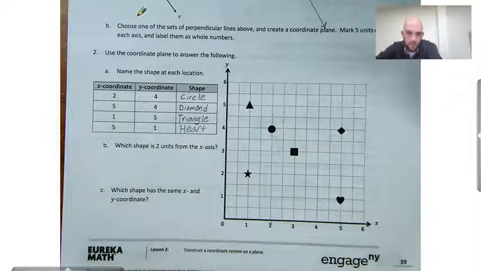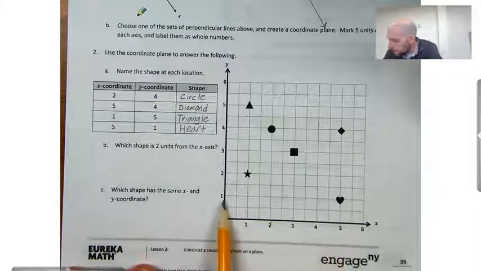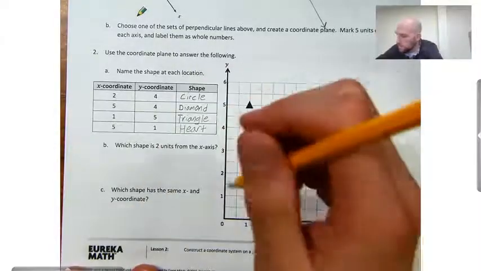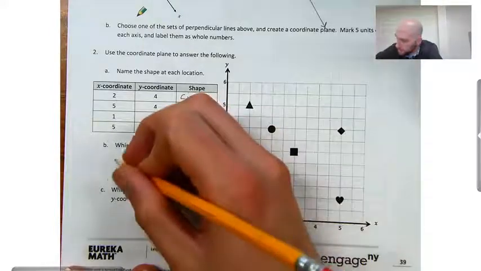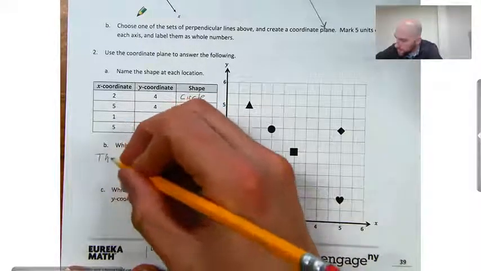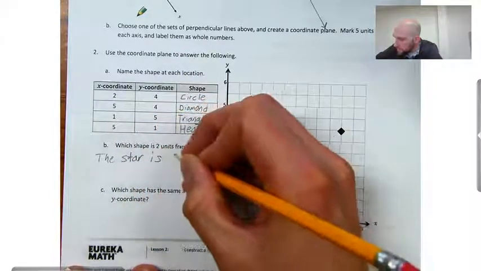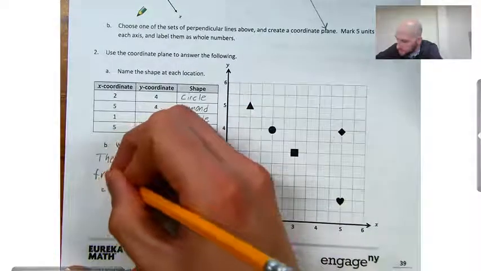So B and C just asked us some questions about this coordinate plane. B says, which shape is 2 units from the x-axis? So look at our x-axis here, and we look 1, 2 units up, and that would be the star. The star is 2 units above the x-axis on the 2 on our y-axis. So the star is 2 units from the x-axis.